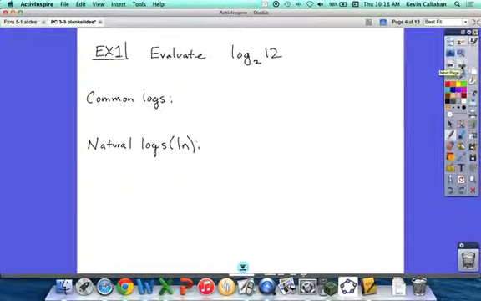Okay, so let's say this log base 2 of 12. We're going to do it twice. Once with log base 10s, which are called common logarithms, and once with log base e, which are called natural logarithms. So log base 2 of 12, using log base 10, will be log of 12 divided by log of 2. And that you can put in the calculator, just like it is.